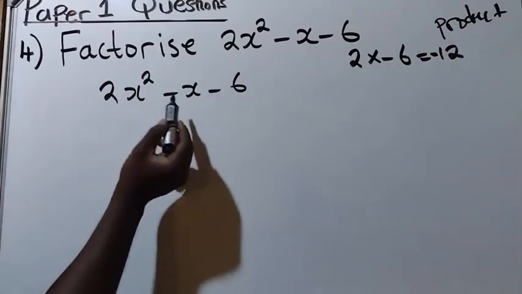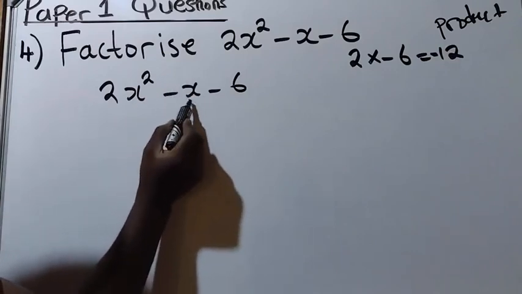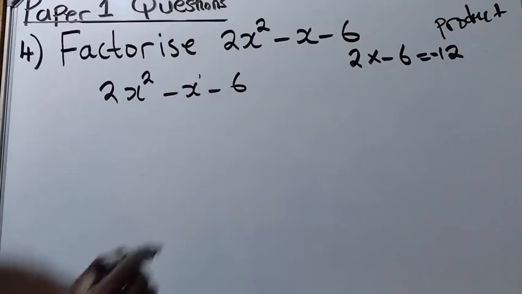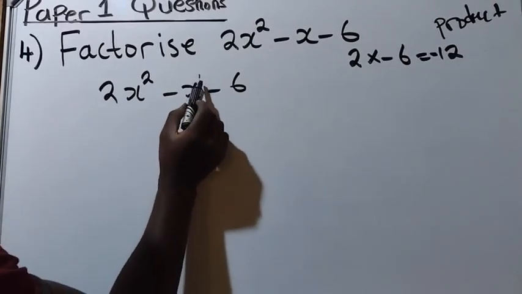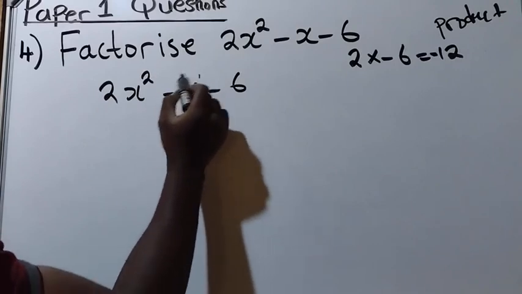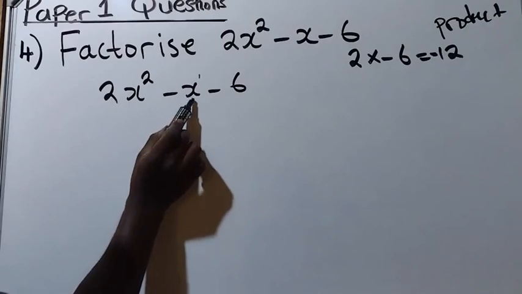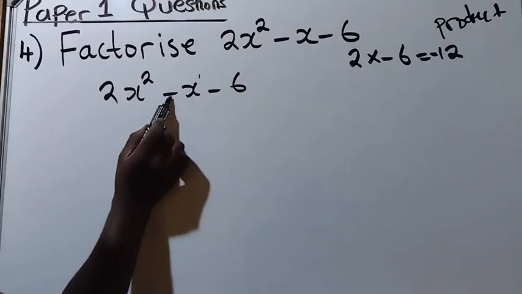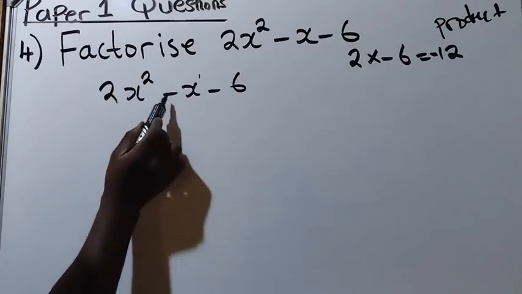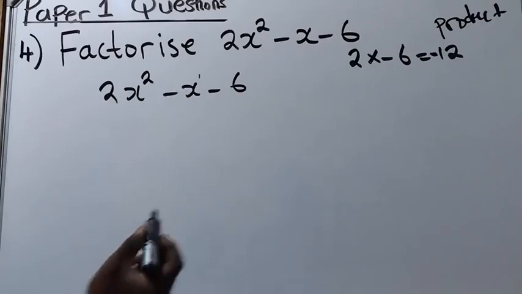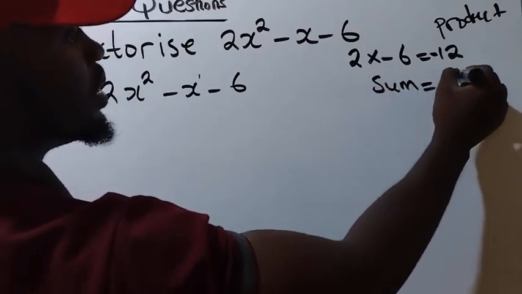The sum, go to where you have x with the lowest power. X with the lowest power is this one in the middle. It means here the power is 1. So this is the x with the lowest power. That's where we get the sum. So what is the coefficient of this x? You can see you have a negative here. And if there is no number greater than 1, it means the coefficient of this x is a negative 1. So the sum is negative 1.